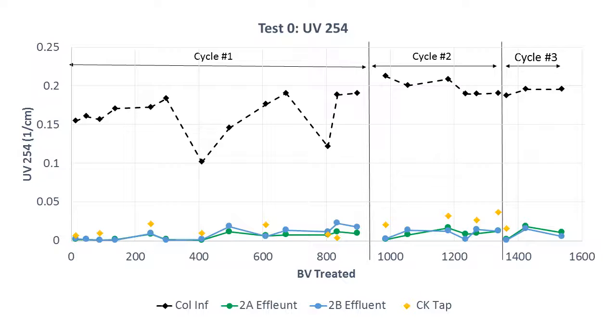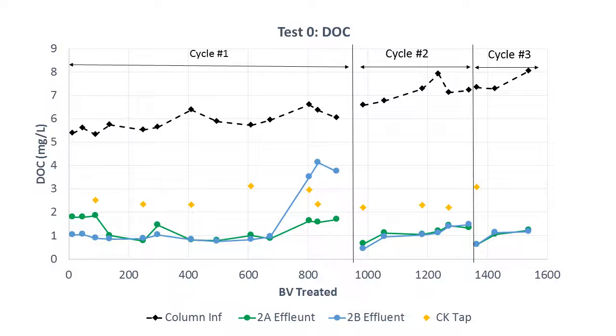You can see some variation in the UV. And how did these slides get? Oh no, I guess that line is missing. But this is 3 cycles as well. I'm not sure what happened to the line there, but the DOC you can see much clearer in terms of getting to this less than 90% removal. Just to give you a feel for the data that we're recording.